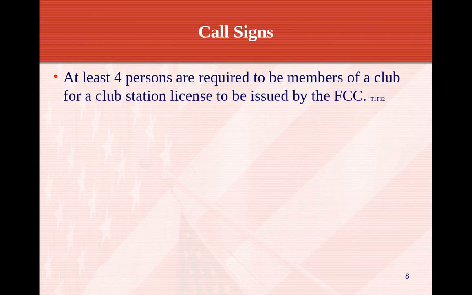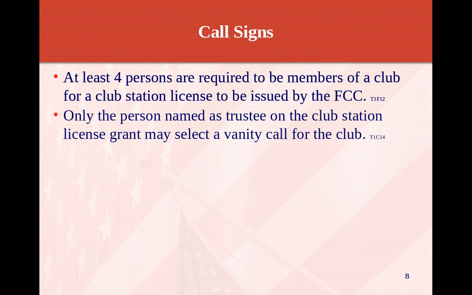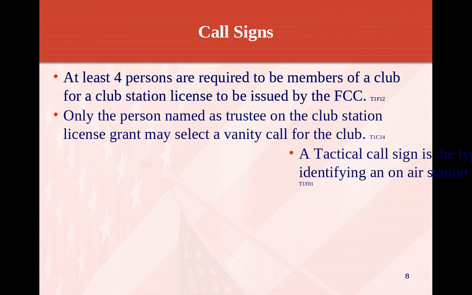Okay, so at least 4 persons are required to be members of a club for a club station license to be issued by the FCC. So you can set up your own club with as little as 4 members and get a club station license. Only the person named as the trustee in the club station license grant may select a vanity call for the club. So this person would be like the president of the club. They want one person in there so they know who to contact, and that's why that's there.